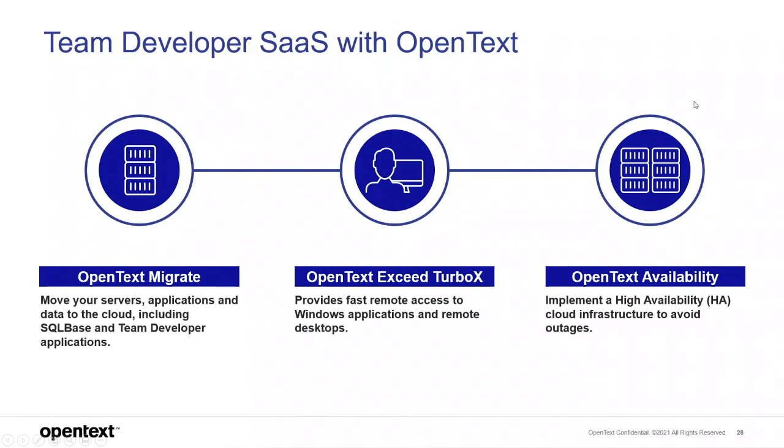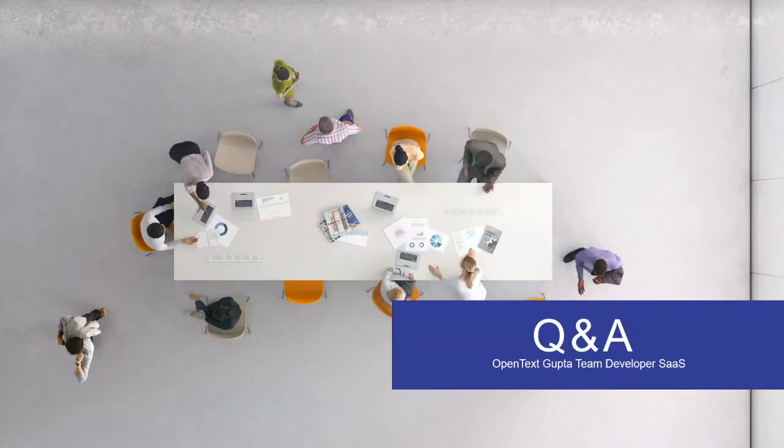Martin, back to you. Thanks again, Helmut. So we are approaching the end of this webinar. So this is what we presented to you today. With OpenText Migrate, you can move your servers, applications, and data to the cloud, including SQLBase and Team Developer applications. So that was our first demonstration. OpenText Exceed TurboX provides fast remote access to Windows applications and remote desktops. That was our second demo that Helmut did. And with OpenText Availability, you can create a standby infrastructure that can kick in immediately in case of IT disasters. And with that, I'd like to open it for questions and answers.